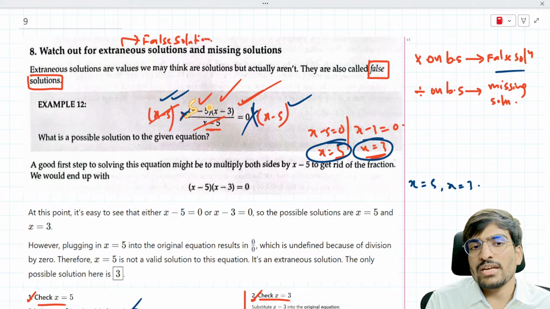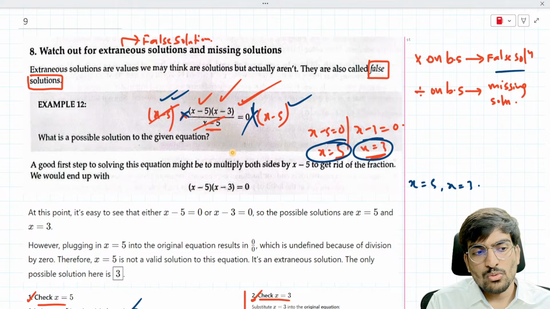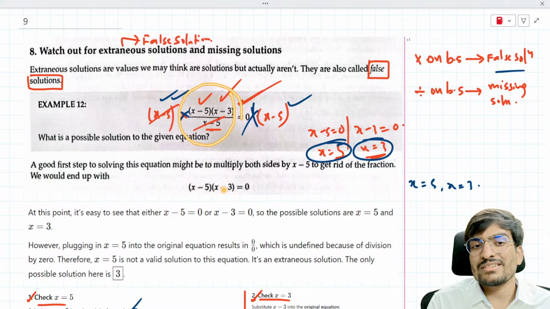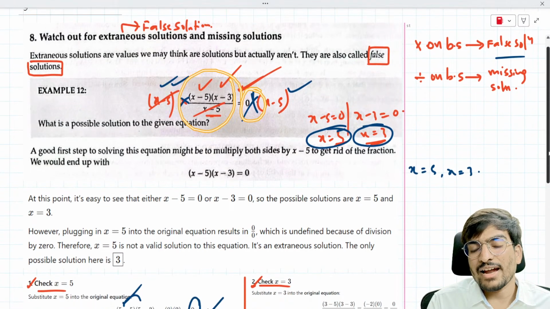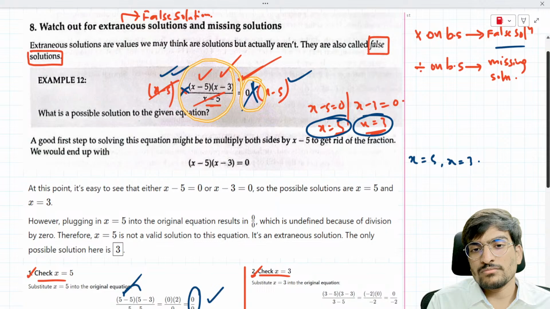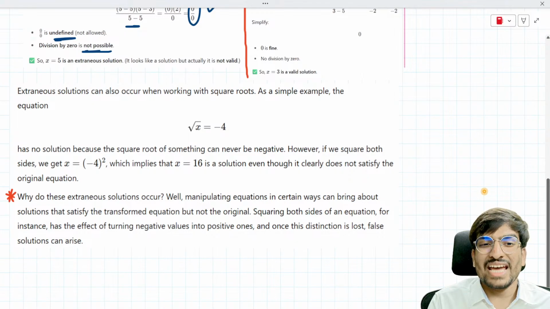I plugged 5 here, so 0 in the numerator, 0 in the denominator, so 0 by 0 is undefined. If you plug 3 in the RHS, here 3 minus 3 is 0, and 0 into anything is 0, 3 minus 5 is negative 2. So you get 0 as LHS and RHS 0, it's satisfying. That's how you make it clear that you are on the right track by plugging it in, which is the right solution.